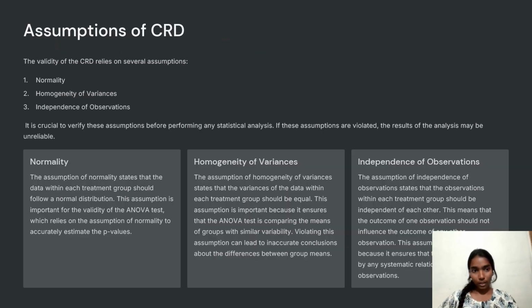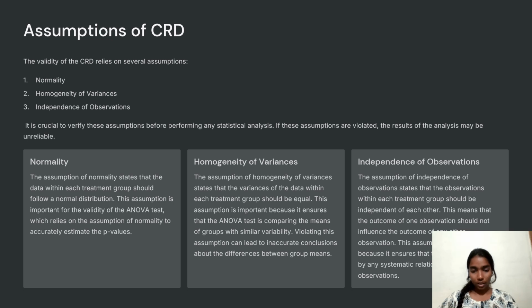The assumptions of CRD are normality, homogeneity of variance, and independence of observations. It is crucial to verify these assumptions before performing any statistical analysis. If these assumptions are violated, the results of the analysis may be unreliable. Normality: the assumption of normality says that the data within each treatment group should follow a normal distribution. This assumption is important for the validity of the ANOVA test, which relies on the assumption of normality to accurately estimate the p-values.